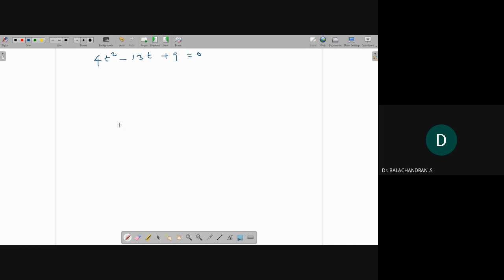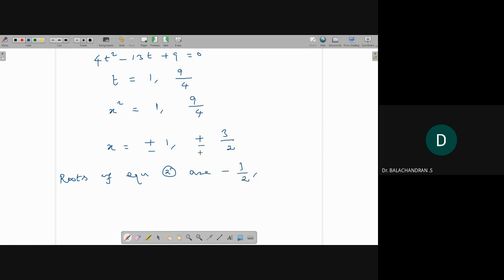So what are the roots here? t equal to what? 1 and 9 by 4. But t equal to what? x square. So x square equal to 1 and 9 by 4. So x is equal to plus or minus 1 and plus or minus 3 by 2. So the roots of equation 2 are minus 3 by 2, minus 1, and then 1, and then 3 by 2.